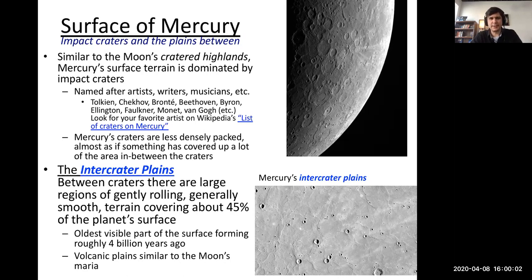So some of my favorite craters on Mercury happens to be the Tolkien crater. I'm a big fan of Chekhov as well. Not going to discuss William Faulkner, brilliant writer, just not my cup of tea. There's Van Gogh. So I encourage you, I've provided a link to the list of craters on Mercury. Think about who your favorite artist or series of artists are and see if there is a crater on Mercury named after them. Sort of an interactive, fun thing to do.